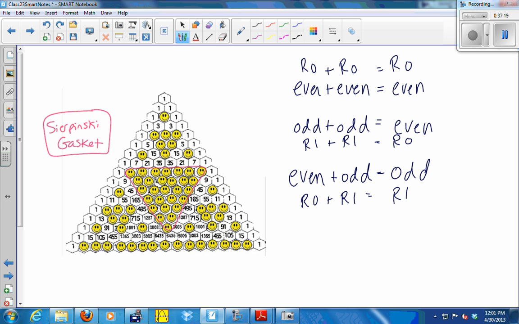You can also do this as a fun little activity using a divisor of 3. Divide every number in the triangle by 3. Use 3 different colors, one for remainder 0, one for remainder 1, and one for remainder 2. And you'll get another thing that looks like Sierpinski's gasket.